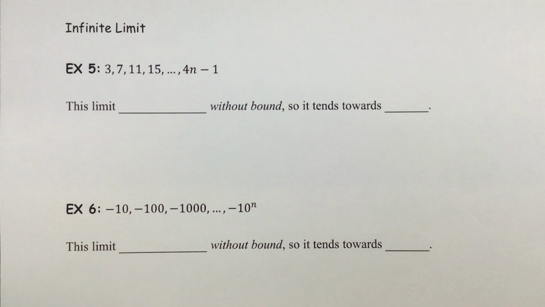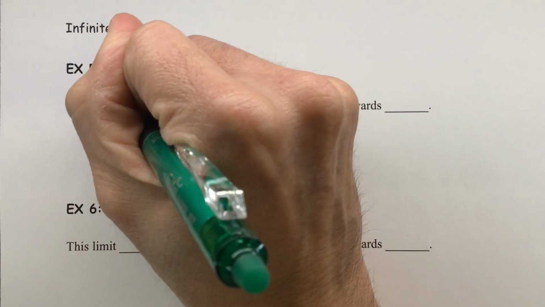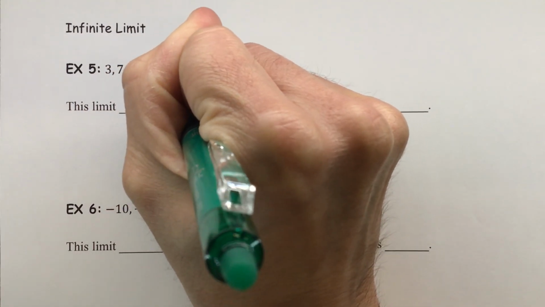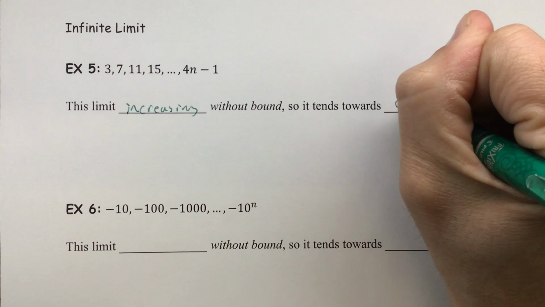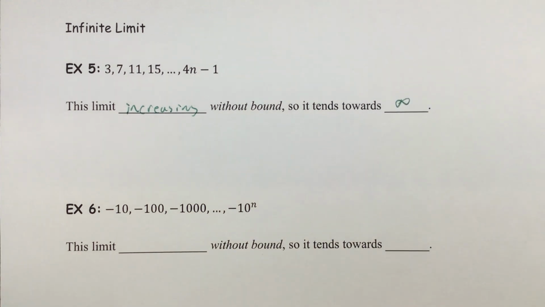This limit is constantly increasing without bounds. So it tends towards infinity. You can have that as an answer. It's an infinite limit. If the value of each term just continues to increase upward, then it goes to infinity.